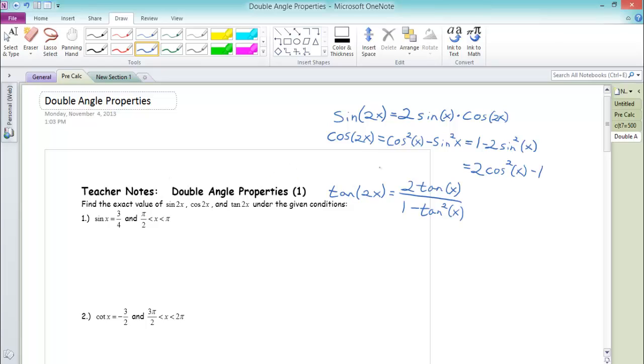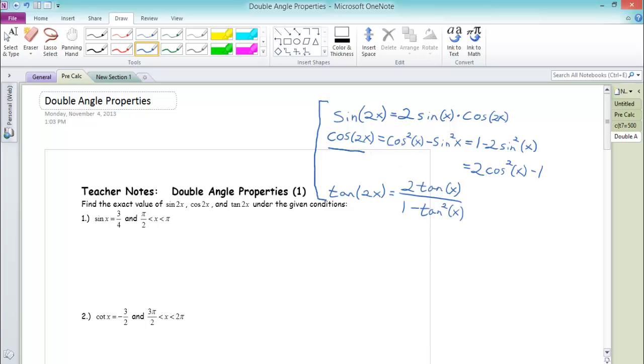On the second page, which I believe I gave you already, you're going to see these three equations at the top of the sheet. And we get sine of 2x is equal to 2 sine x cosine x. Cosine of 2x is equal to cosine squared x minus sine squared x, which is also equal to 1 minus 2 sine squared x, which is also equal to 2 cosine squared x minus 1. And then lastly, we have the tangent of 2x is equal to 2 tangent x divided by 1 minus tangent squared x.